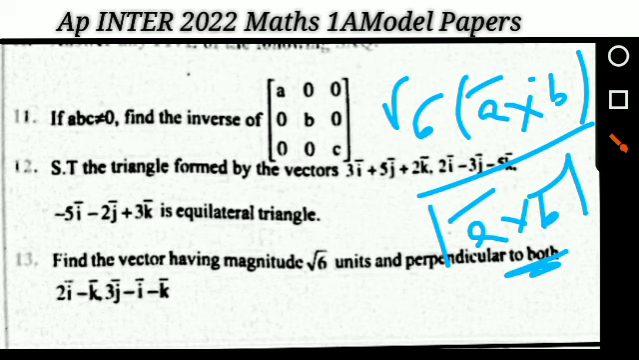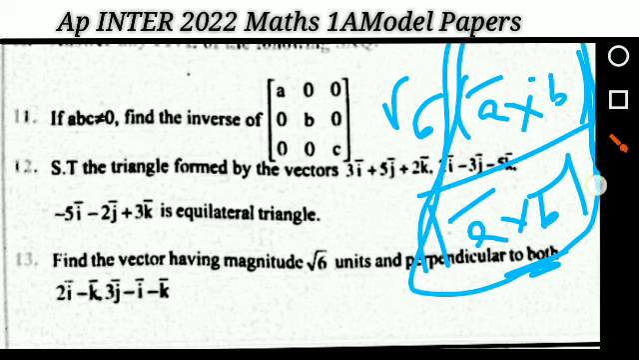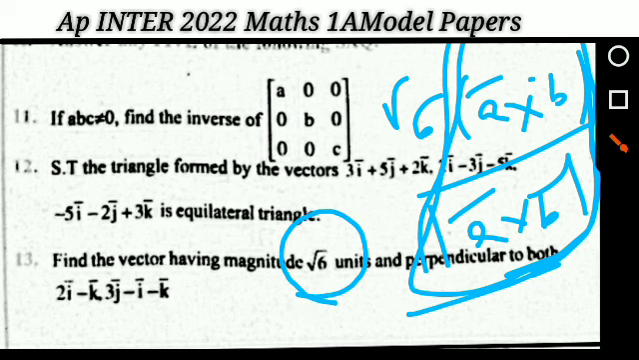Okay, so a vector having magnitude root 6. What is a cross b by mod a cross b? This is the vector having magnitude equal to 1. This is the unit vector perpendicular to a bar and b bar. But what is the given question? Having magnitude root 6, so the answer is root 6 into a cross b by mod a cross b. Okay, this is the 13th question answer formula.